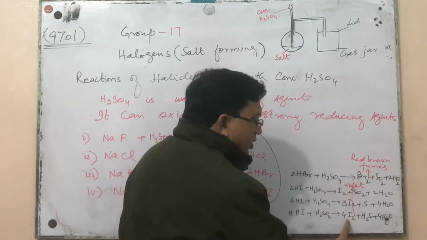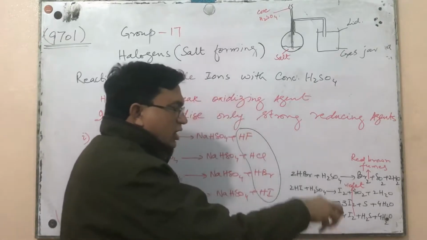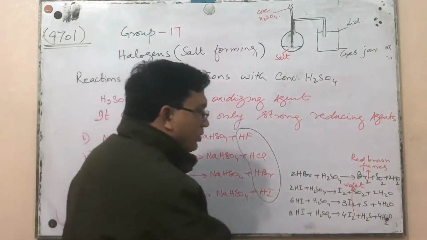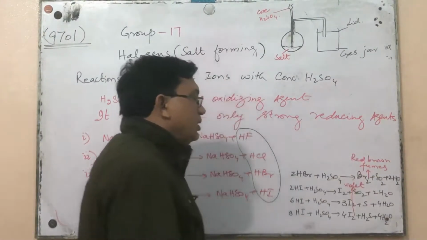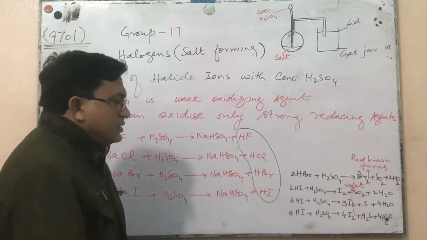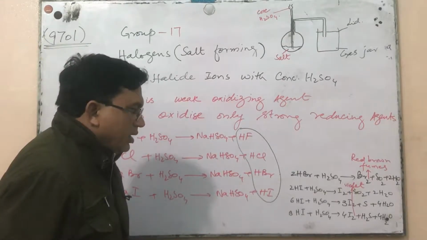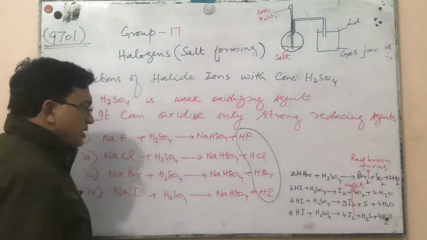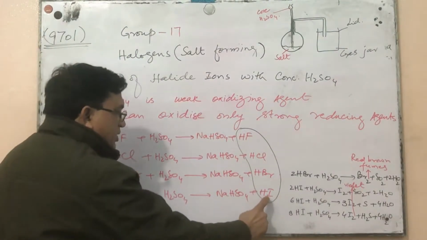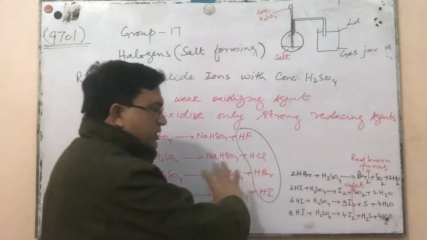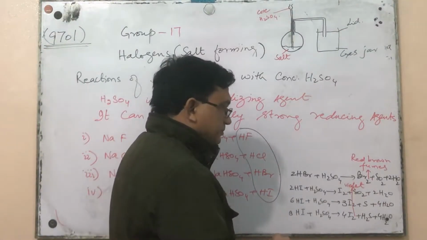And the iodine produced comes in the form of violet vapors, and violet vapors clearly indicate that iodine is being produced here. Now, this is the strongest reducing agent, so its reaction with sulfuric acid takes place in different steps.